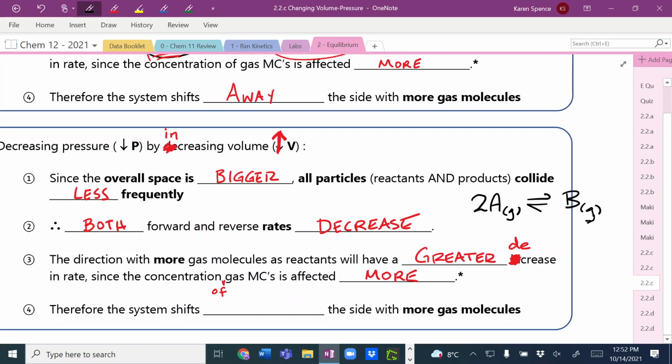So both rates have decreased, but the side with more gas molecules has decreased more. So in fact, this one's going to be tiny going forward. And it's going to be a bit smaller, but not as small going backward. Okay, so therefore the system is going to be shifting to the left towards the side with more gas molecules.